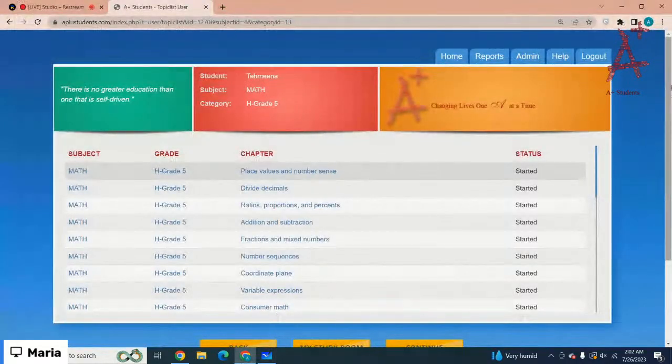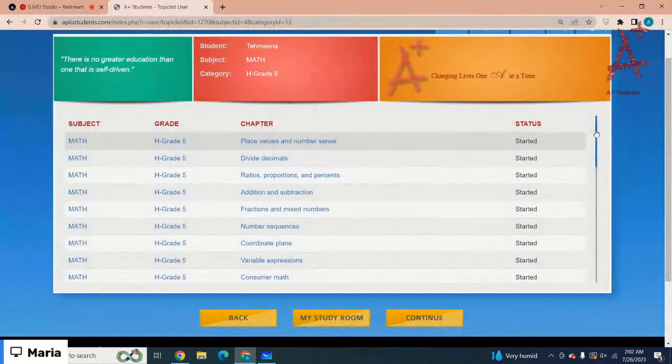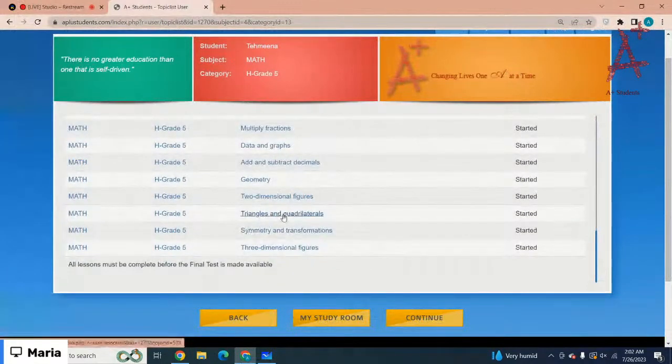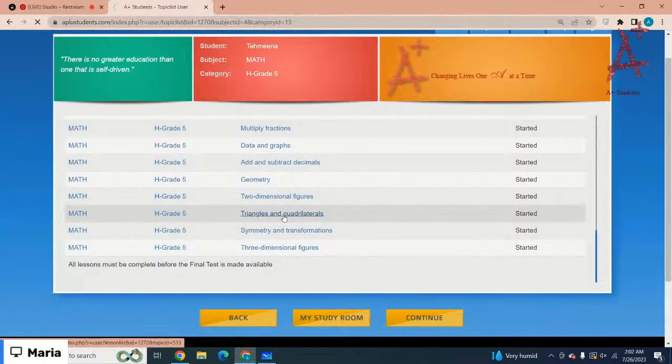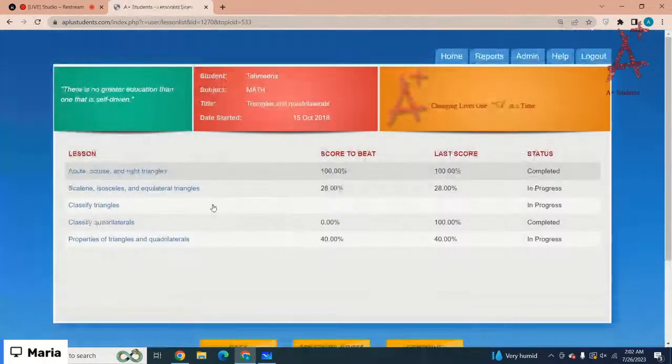Okay, here I'm on grade 5 math. So let's just start with the chapter triangles and quadrilaterals. Here is the chapter triangles and quadrilaterals. Let's just start with the lesson classify quadrilaterals.